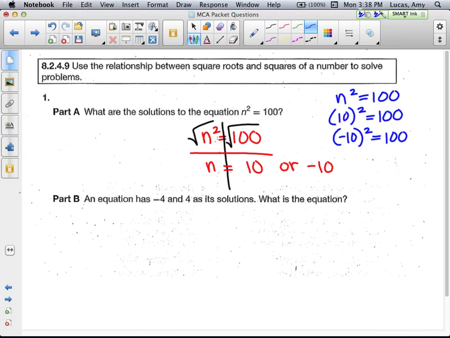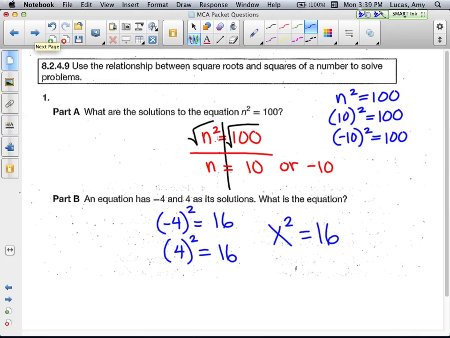Now, this next one, part B, says an equation has negative 4 and 4 as its two solutions. So what could the equation be? Well, if 10 and negative 10, if we square both of those, we get 100. What happens if we square negative 4 and 4? Negative 4 times negative 4 is 16. 4 times 4 is also 16. So my equation is going to be x squared equals 16. If you solve that equation, you would get the solutions negative 4 and positive 4.